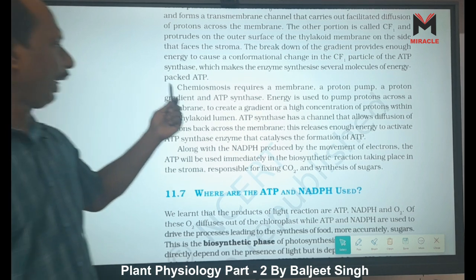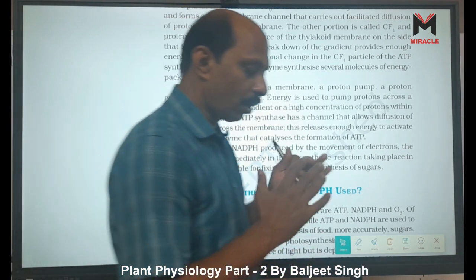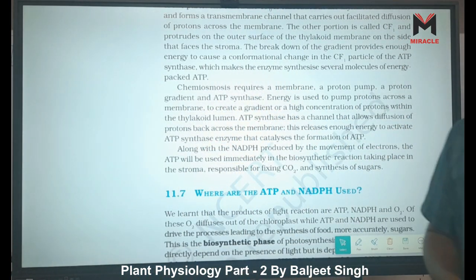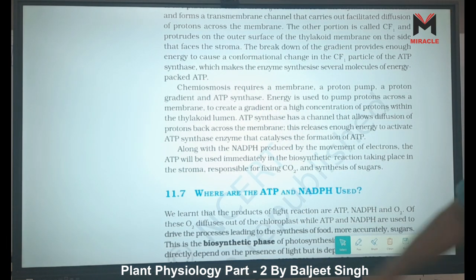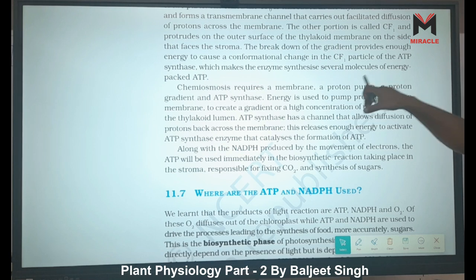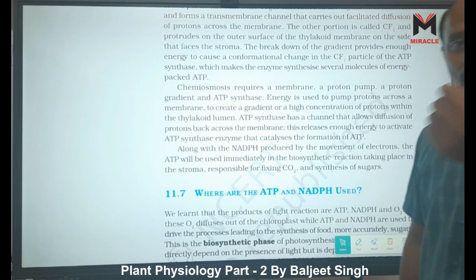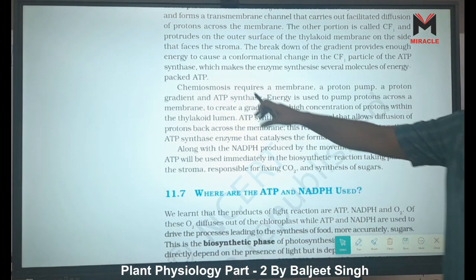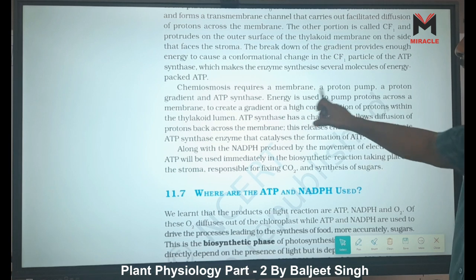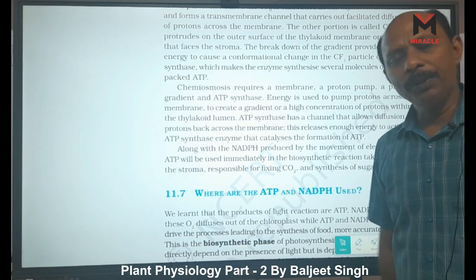Chemiosmosis requires a membrane. This process, that is, transportation of H+ ions from lumen to stroma, is called chemiosmosis, right? What are the requirements of this chemiosmosis? It requires a membrane. Second, a proton pump. The proton pump is CF0 and CF1. A proton gradient: inside the lumen there is a high concentration of H+ ions, and in the outer stroma there is a low concentration of H+ ions. And ATP synthase, which is responsible for the formation of ATP. There are four things: membrane, proton pump, proton gradient, and ATP synthase.